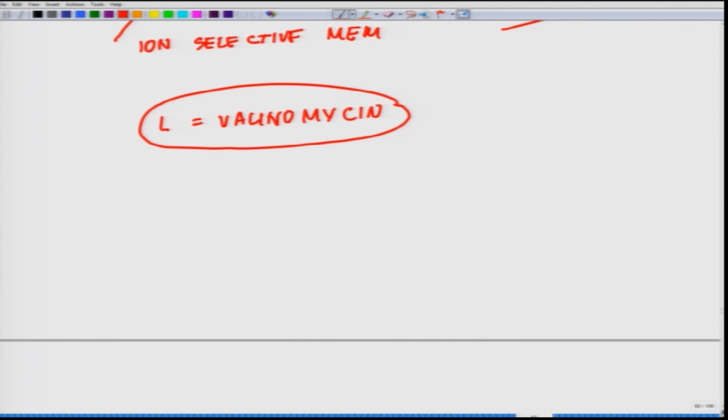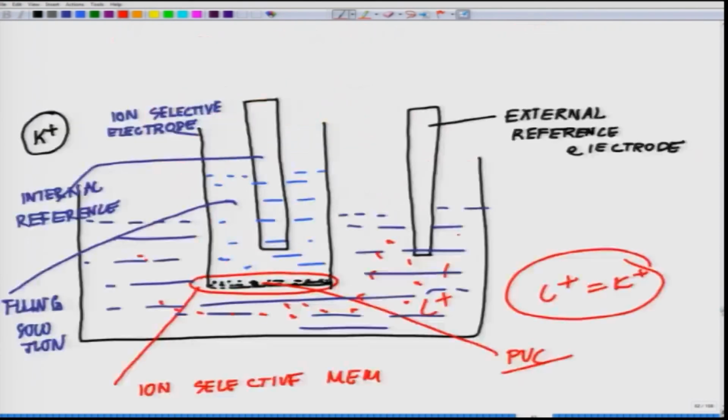For example, we could use valinomycin. It is a natural antibiotic secreted by certain microorganisms, and what valinomycin does is bind to potassium ions and carry them inside the cell membrane. The ligand which has to be chosen has to have a very high binding to the analyte.